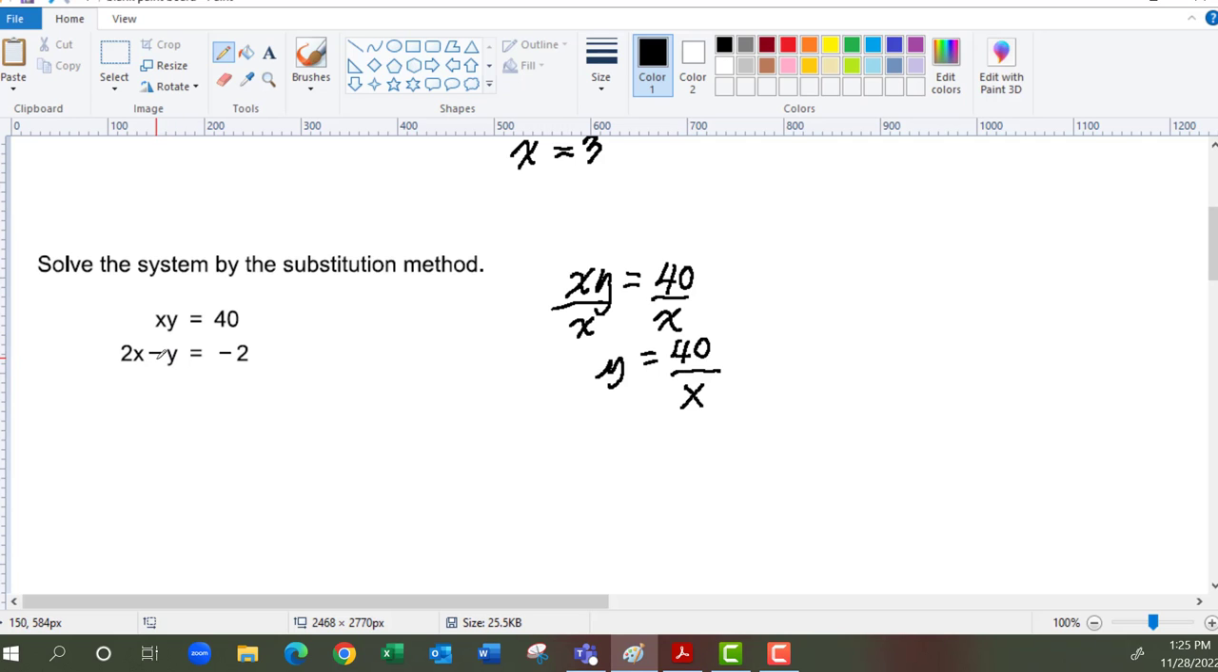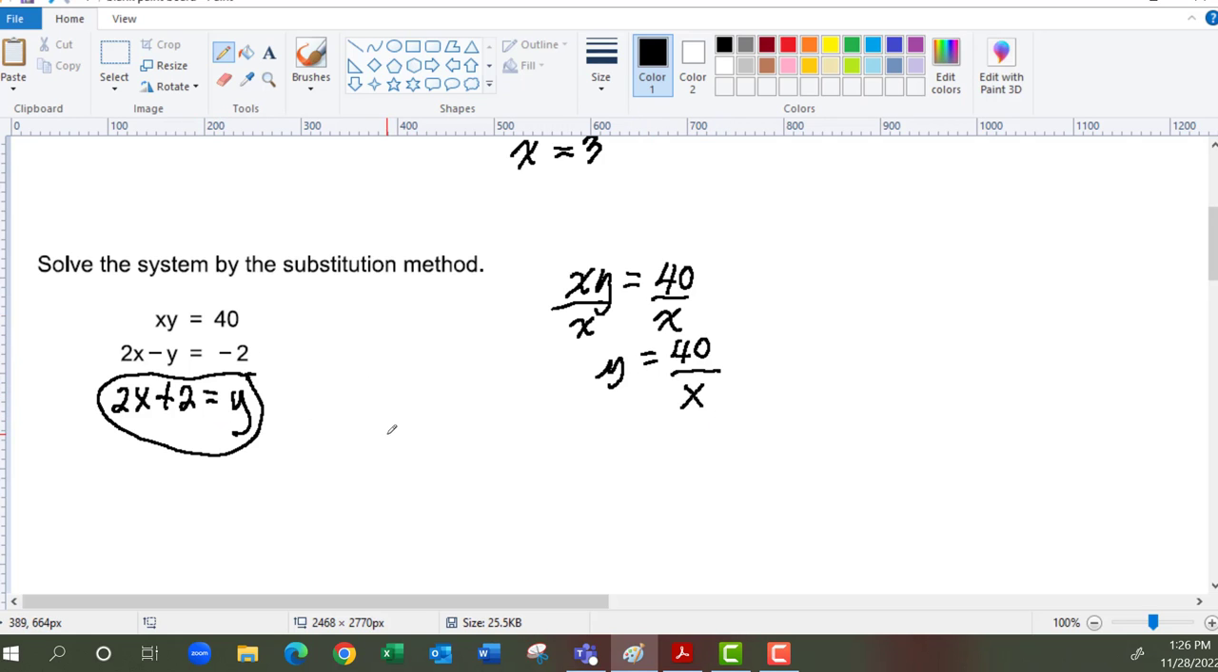Or I could solve this one for y and say 2x plus 2 equals y. By adding 2, it'll be a plus 2 on this side, and by adding y, so this is the other option, and I can put that into the first equation. Your method does not matter. Now, some people would be afraid of this fraction, so we'll do it the second way.